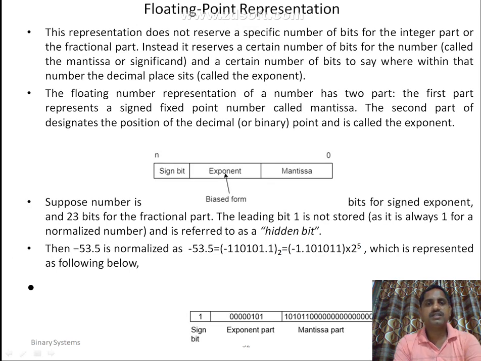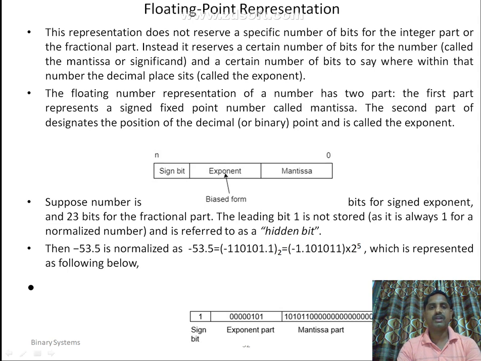And this floating point representation does not reserve a specific number of bits for the integer part or the fractional part. Instead, it reserves a certain number of bits for the number, which is called the mantissa or significand, and a certain number of bits to say where the decimal point is, which is called the exponent.